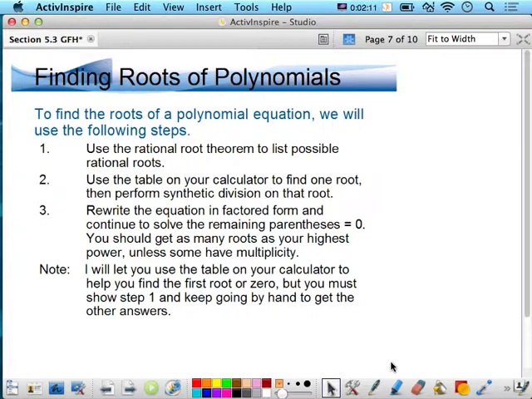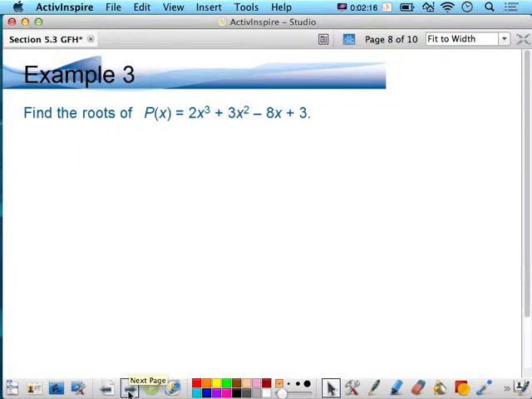Okay, so let's kind of get started and just see what an example of this might look like. We're going to look at the example which asks us to find the roots of the polynomial 2x cubed plus 3x squared minus 8x plus 3. Now the first thing we want to realize is that if we're finding the roots, that's the same thing as asking us to solve it equal to 0. So that's the very first thing I'm going to do, is I'm going to rewrite it equal to 0. So we have 2x cubed plus 3x squared minus 8x plus 3 equals 0.